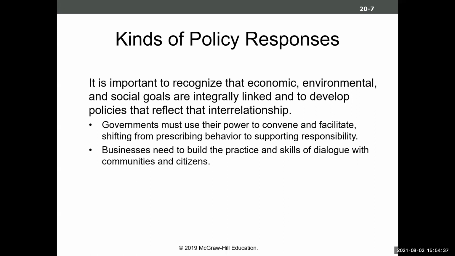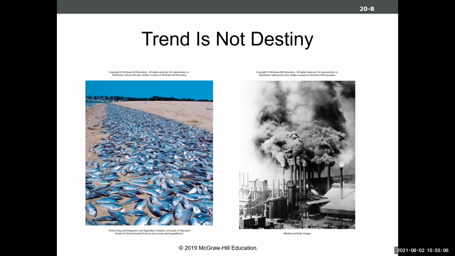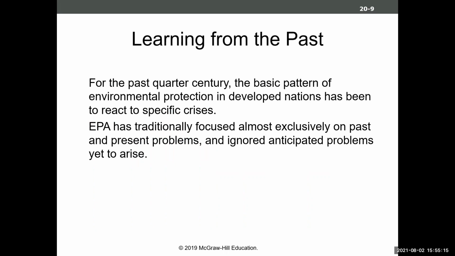societal goals. Businesses need to also have that dialogue with communities and citizens, and not just do what's, quote unquote, best for them in terms of economics, because that may not be what's best for them in the long run, especially if we look back on our discussions with pollution and how the cost of paying for that pollution cleanup, etc. And so the good thing is that trend is not destiny. So what we've done in the past does not mean that's what's going to happen in the future, right? And so we can make those changes. We can come back from that. And so we can learn from our past.